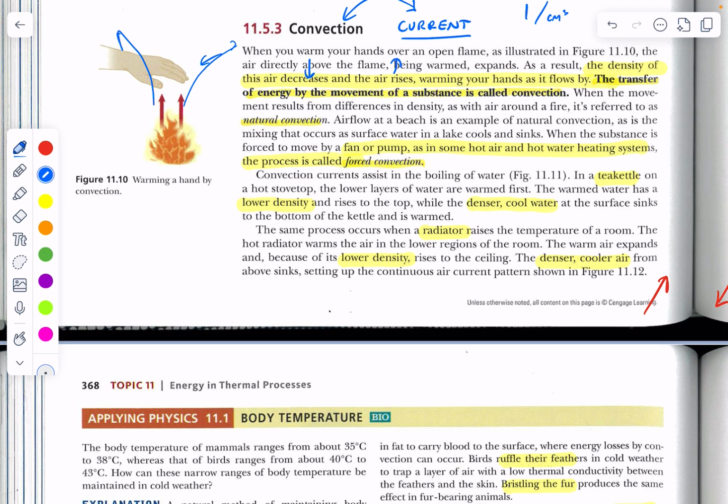This is natural convection, but you can also use a fan or a pump. When your furnace fan kicks on in the wintertime, it pushes the air from the furnace where combustion is going on with your natural gas, likely, and it's pushing that air to all parts of your house, warming your house up. That would be convection.